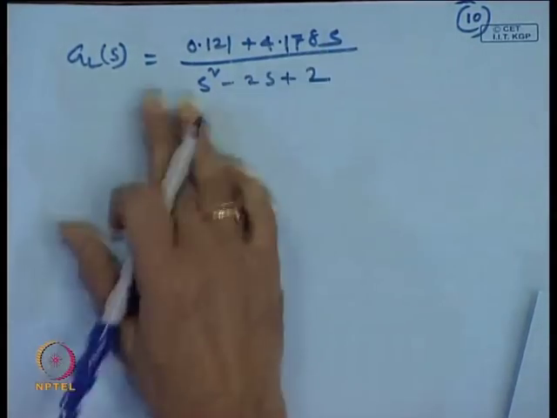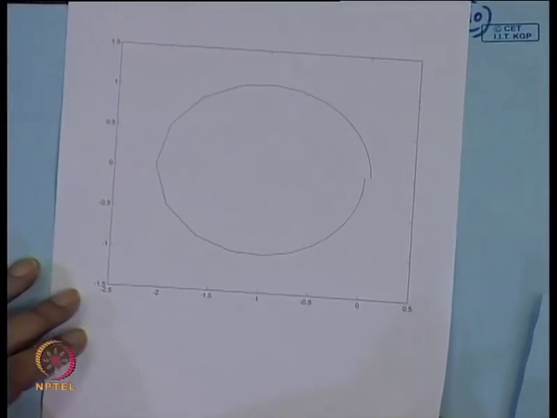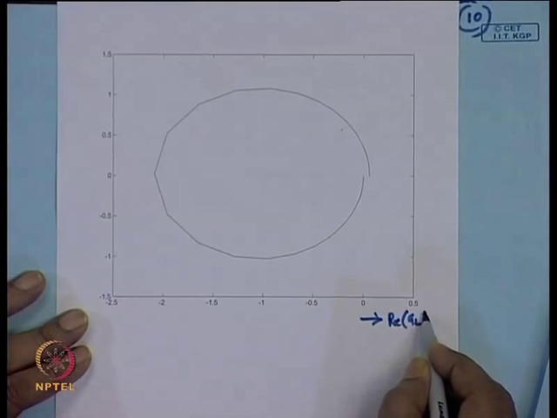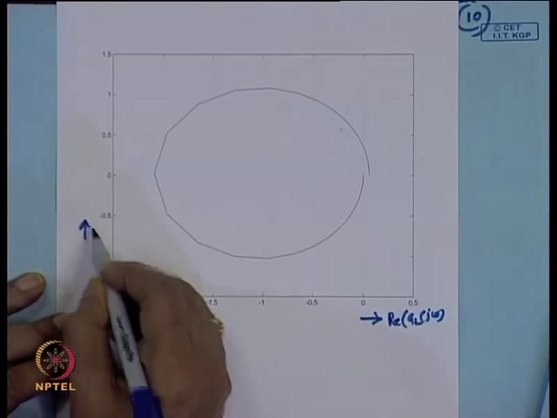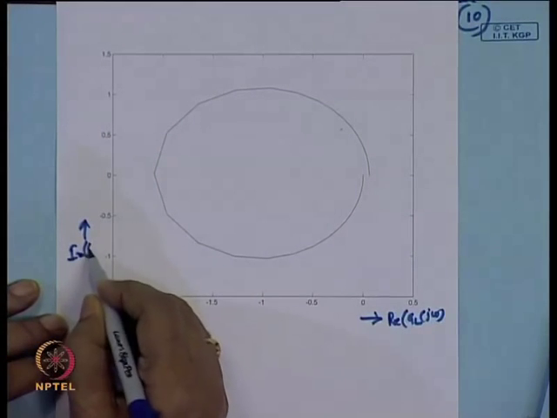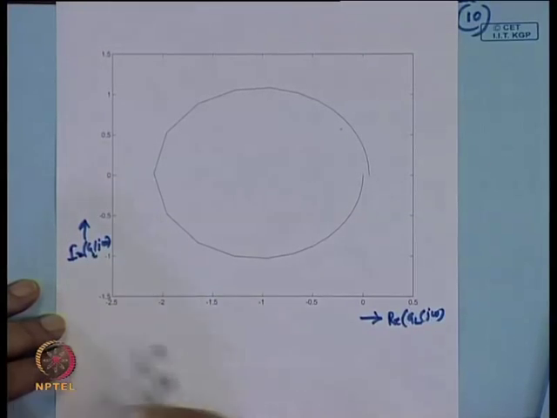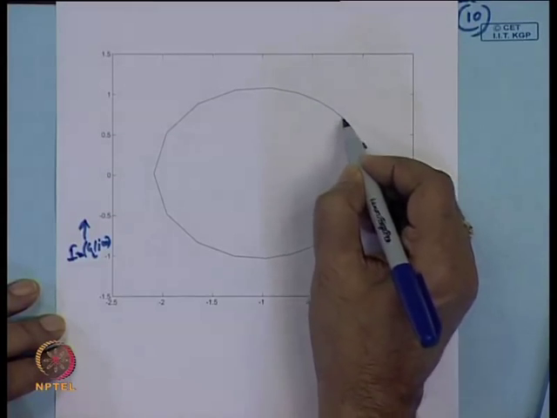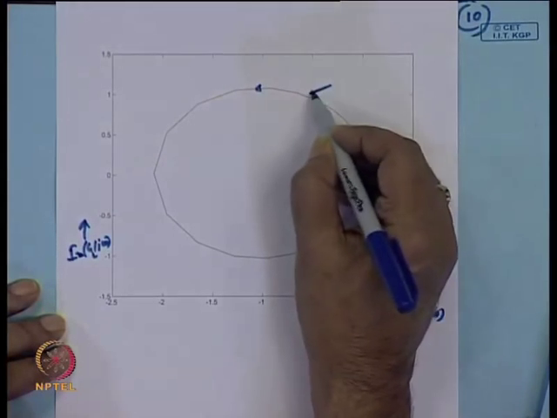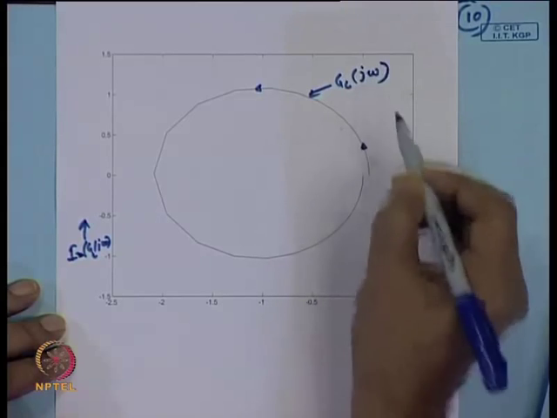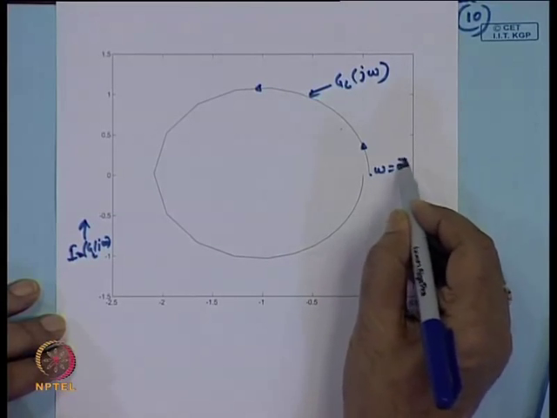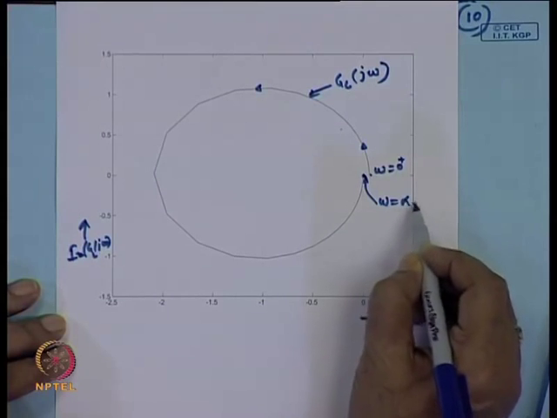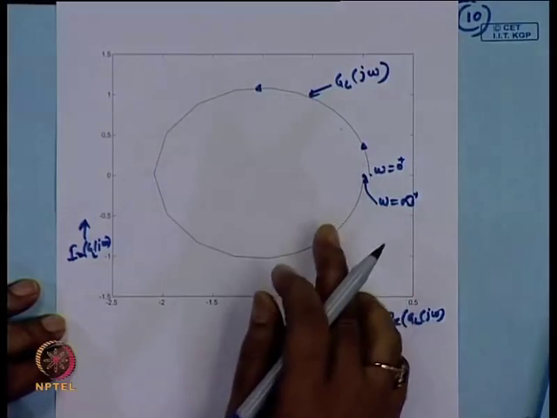You know how to plot the Nyquist plot; you see this figure. On this axis is the real part of G_L(j omega), and on this axis the imaginary part of G_L(j omega). It starts from here at omega equal to 0. When omega is increasing, this G_L(j omega) plot goes toward the origin 0, 0, where omega is equal to infinity.